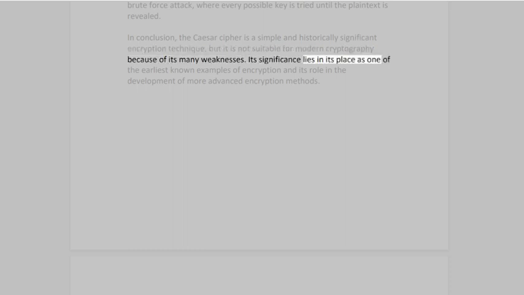Its significance lies in its place as one of the earliest known examples of encryption, and its role in the development of more advanced encryption methods.